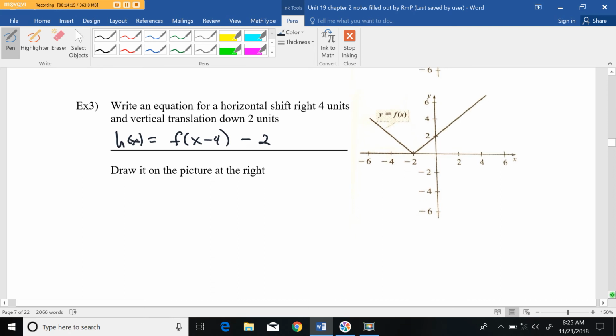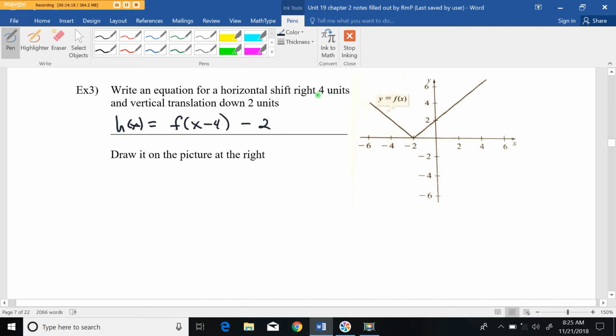Draw it on the picture. All right, so every point has to shift right 4 and down 2. So this point right here, right 4, down 2. This one right here, right 4, down 2. That's going to put it right on the origin there. Let's see this one, which I believe is negative 4, 2. Right 4, down 2. And again, that point I translated was this one right there, which I believe to be the point negative 4, 2. Now we can sketch it. All right, so there's a graph of our new function, which is f of x minus 4 minus 2.